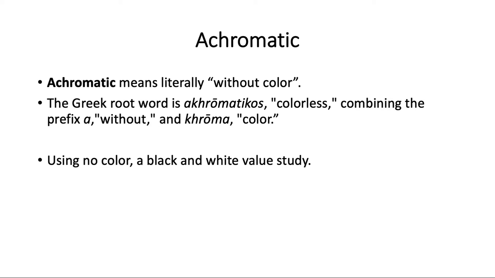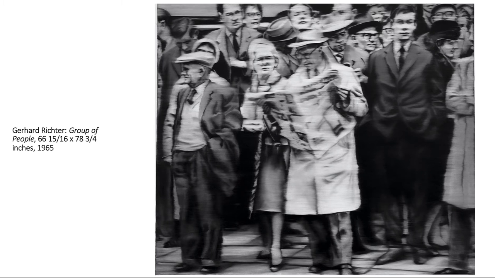So achromatic just means literally without color, and then I give you a somewhat understanding of the root word with the Greek. Read that on your own if you want. So no color, and also using the values of black and white. Here's a classic example: one of my favorite painters, probably my top 10, Gerhard Richter. In the early years, he did tons and tons of black and white studies, mostly from just found photos. Like this is just from a newspaper that he found.